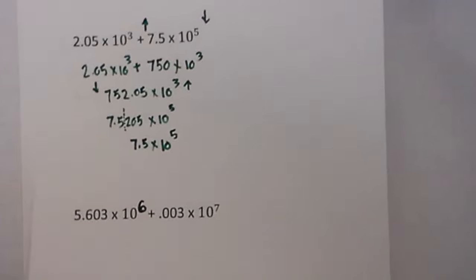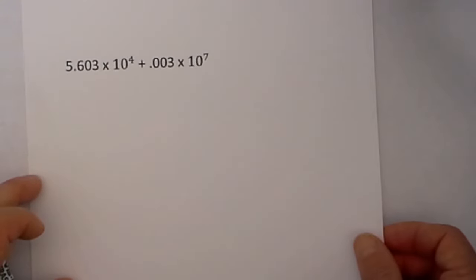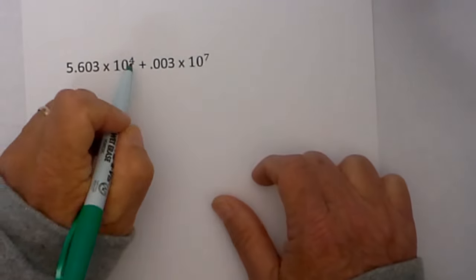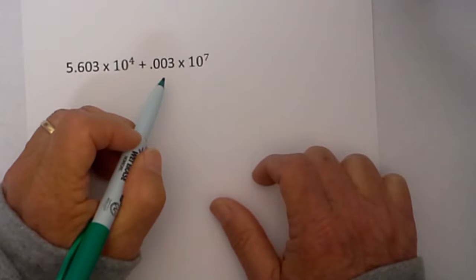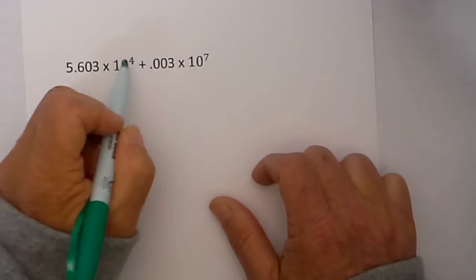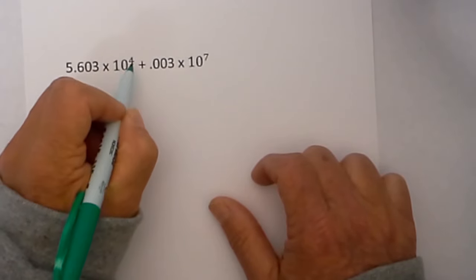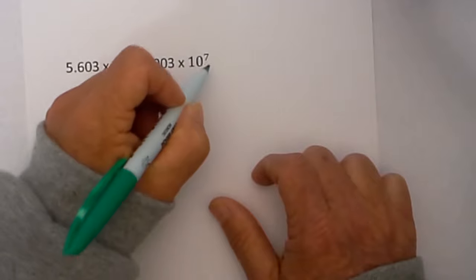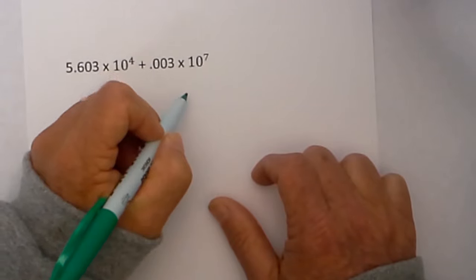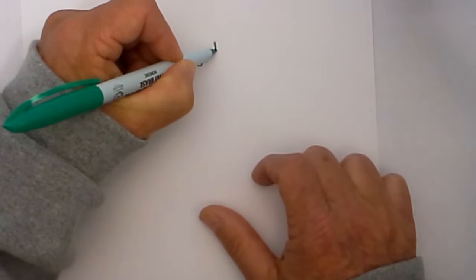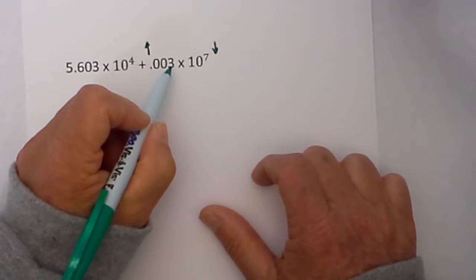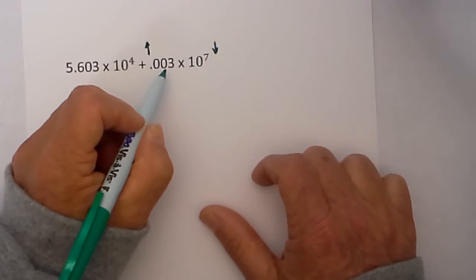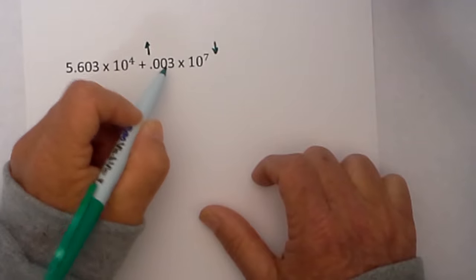And next, let's look at the next question. And let's look at the exponents. And as you can tell, the exponents are not the same. So what I'm going to do is I'm going to make it 10 to the 4th, okay, because I think that number will be a little easier to add. So remember my rule, if I go down with the exponents, the value of the number must go up, and in order to increase the value of the number, I will move to the right.